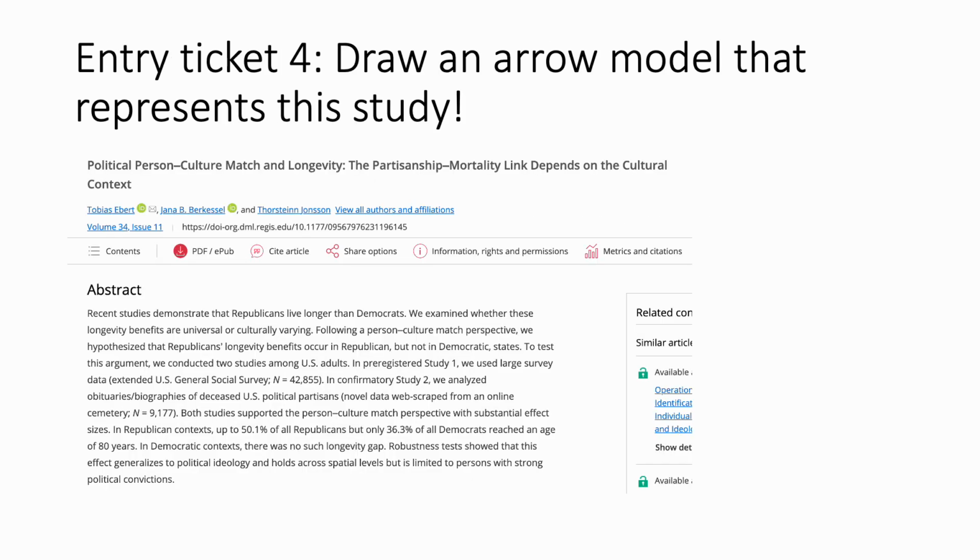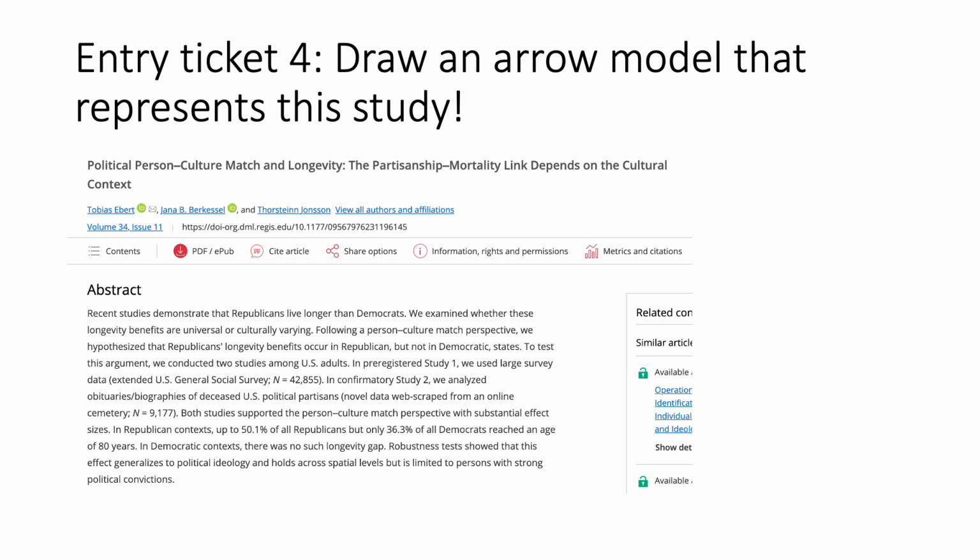Now, for your fourth and final entry ticket item, I want you to draw an arrow model that represents this study, and I'm going to read it. Recent studies demonstrate that Republicans live longer than Democrats. Okay. So what's the DV and the IV there? You've got to pull that out from that sentence. Do that now. We examined whether these longevity benefits are universal or culturally varying.